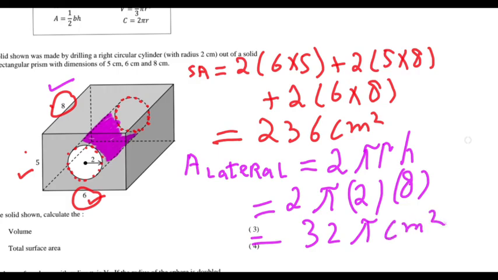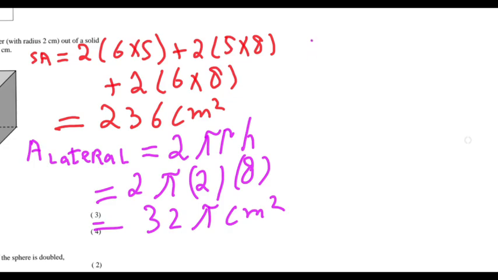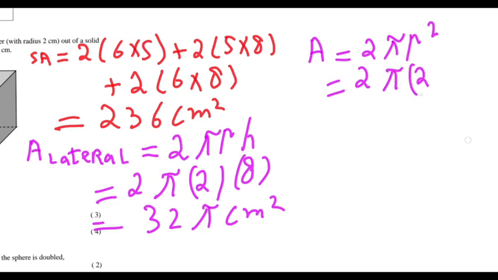centimeter square. Now I need to calculate the area of these two circles. So the area of two circles will be equal to 2 pi r square: 2 multiply pi and the radius we got 2 square, and my answer is 8 pi centimeter square.